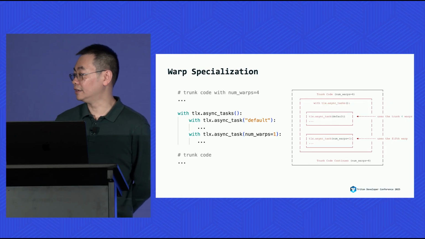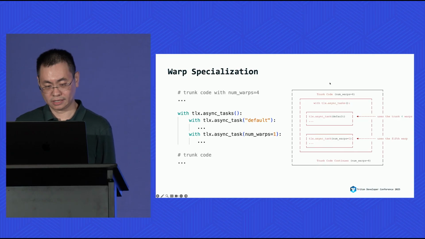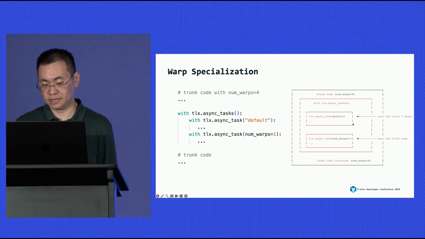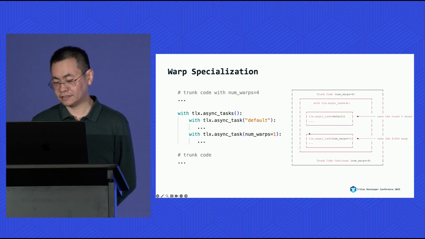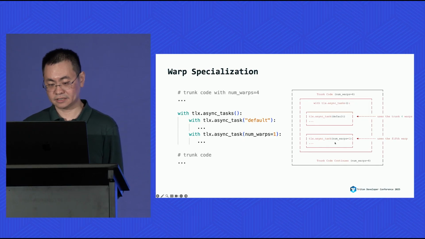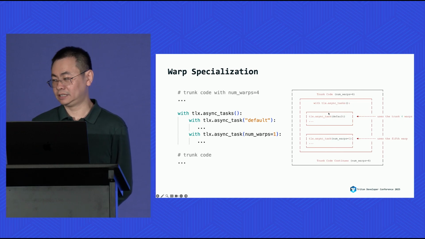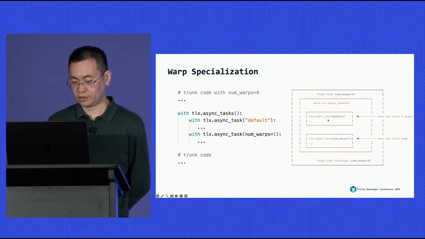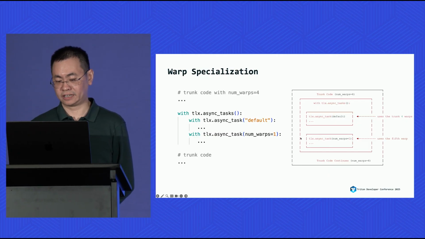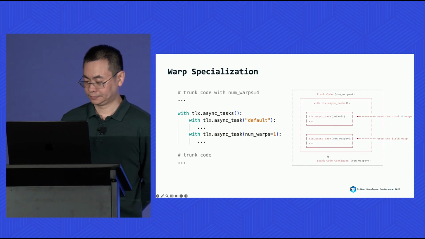And the semantics here is, we always start with a number of warps for the trunk code. We call them the main warps. And the main warps are going to execute the default region as well. And for any other tasks, we are going to fork additional warps to execute them. In this case, we have 5 warps in all: 4 warps running the main trunk code and the default region, and 1 additional warp runs the actual async task. And when they converge, the trunk code resumes executing by the main warps.